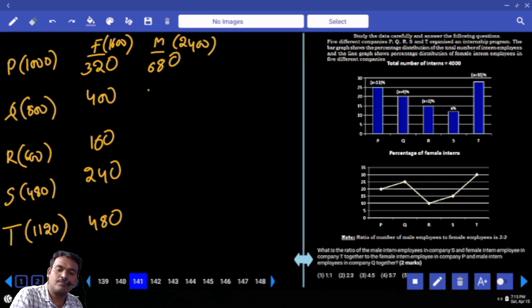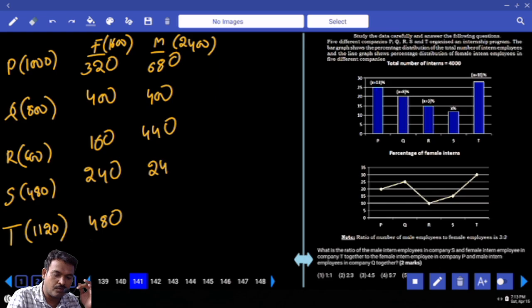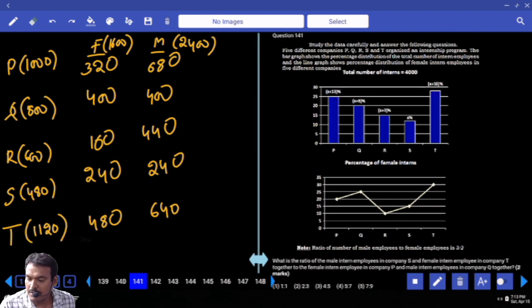Out of 800, 400 complete means remaining 400. Out of 600, 160 complete. Remaining 440. Out of 480, 240 complete. Remaining 240. Out of 1120, 480 complete. Remaining 640. What is the first question?